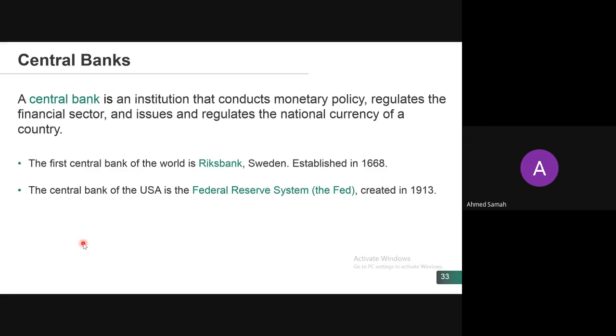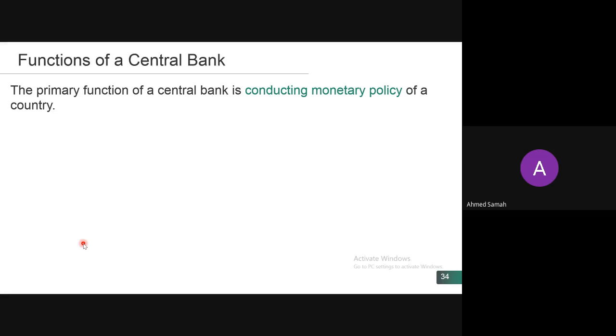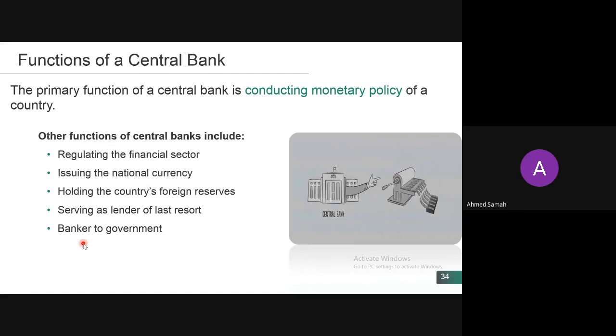The Central Bank of the Maldives is the Maldives Monetary Authority, which was enacted in 1981. So, functions of a central bank. The primary function of a central bank is conducting monetary policy of the country. That is the main function of a central bank. Other functions include regulation of the financial sector and issuing the national currency. The primary function is conducting monetary policy, but these are also huge functions of a central bank.